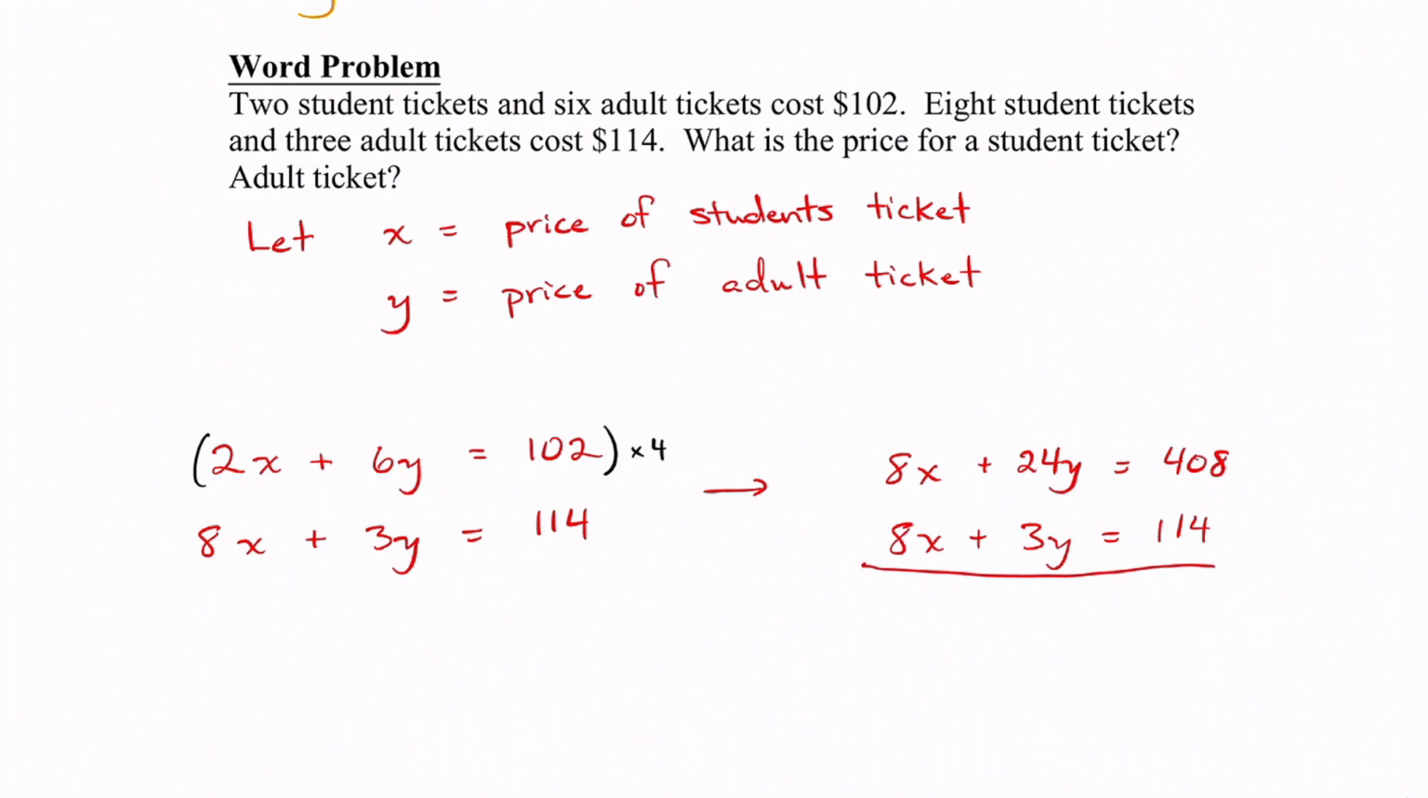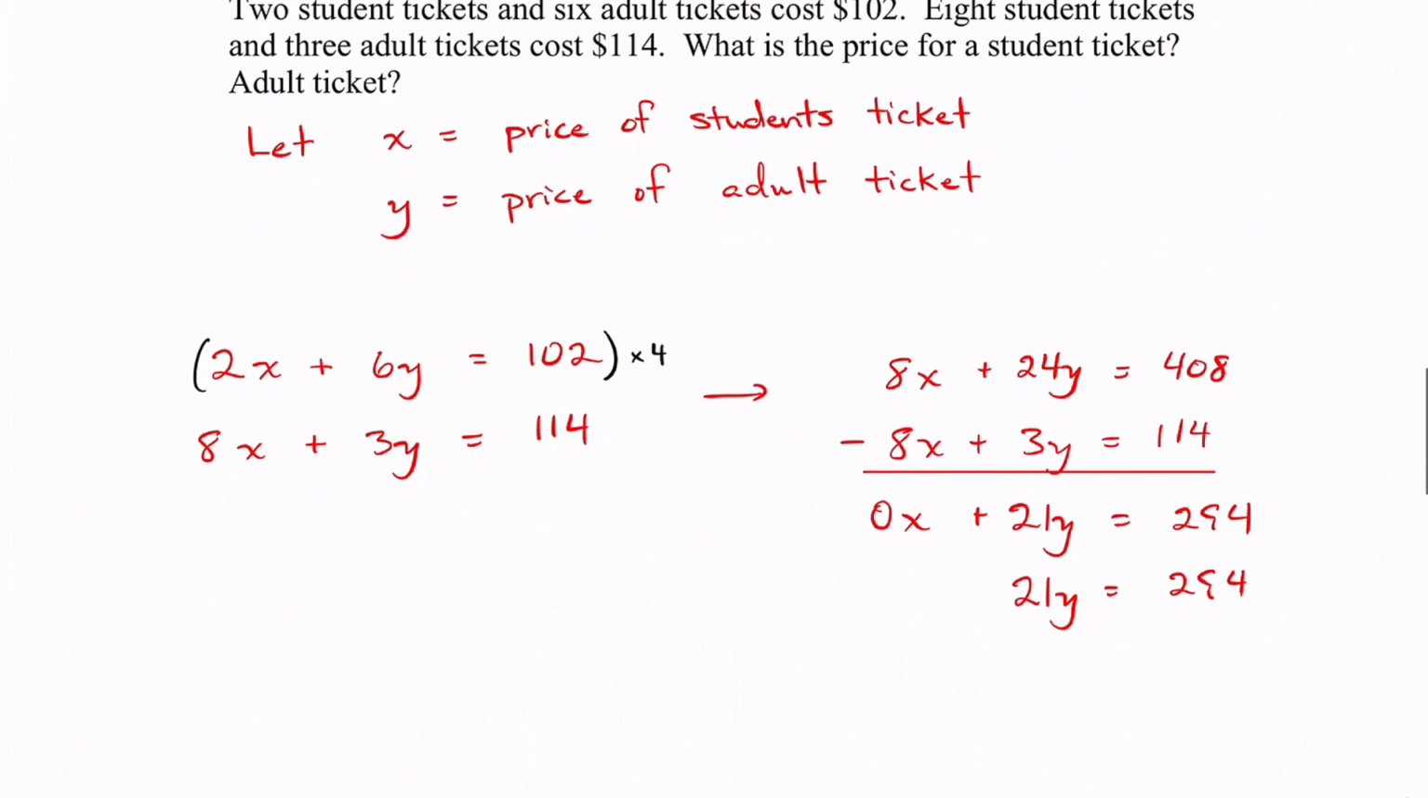And then what I'm going to do is I'm going to subtract these, because 8x subtract 8x is going to cancel out. That's going to give me 0x. And then I have 24y minus 3y. So that is just equal to 21y. And then we have equals. And then lastly, 408 subtract 114. That is equal to 294. So out of this, we have 21y equals 294. So to solve that, we can just divide both sides by 21. 21's will cancel, and we get y is equal to, and then when we divide those, we get 14.